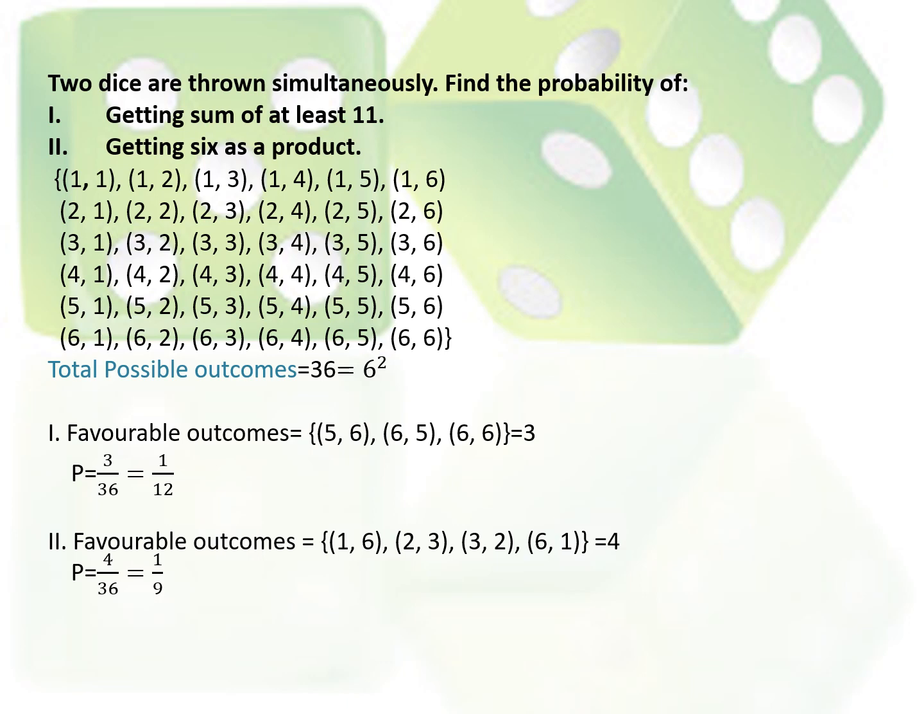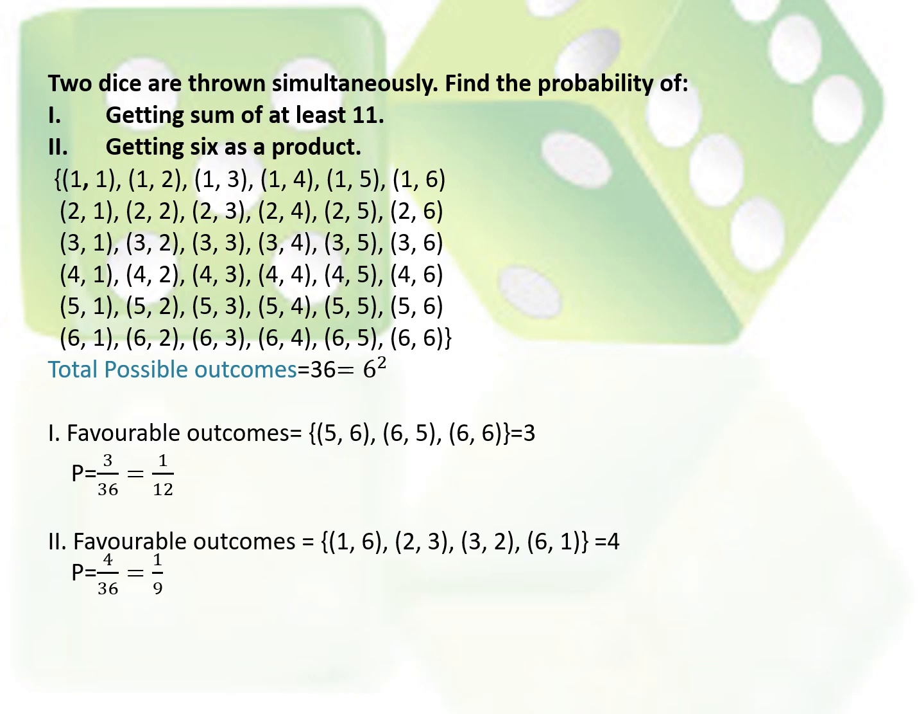For the first case, getting sum of at least 11, we can have sum as 11 or maximum 12. We know the maximum sum can be 12 because 6 is the last possible outcome, which has sum 12. So favorable outcomes will be 5 6, 6 5 and 6 6, that is 3 in number, and total outcomes are 36. So probability will be 3 upon 36, which is 1 upon 12.